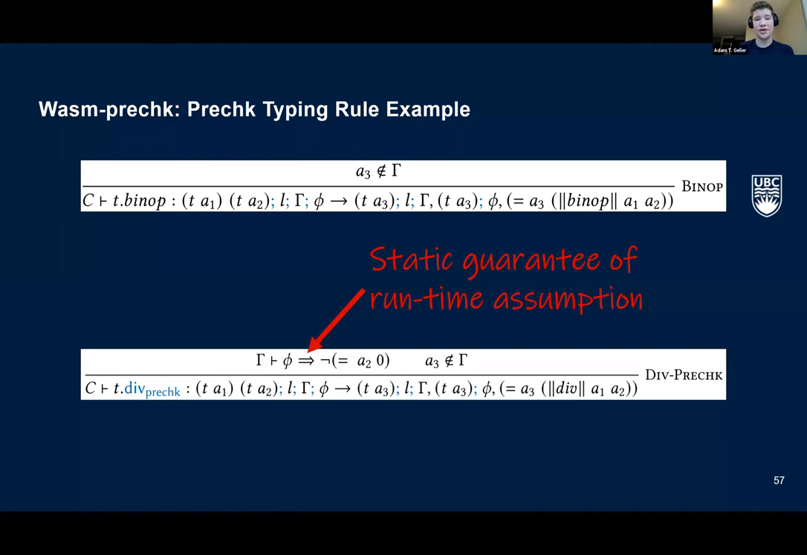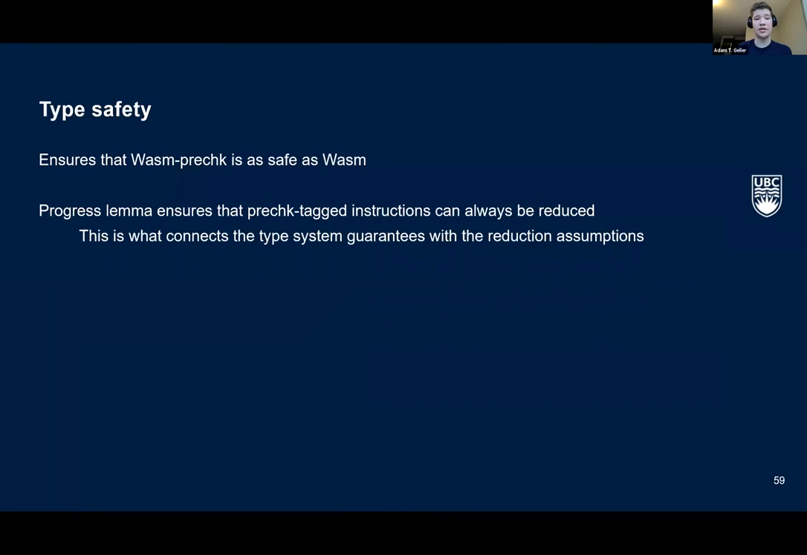Of course, how do we know that this static guarantee actually ensures that at runtime the second value won't be 0? Well, we've proved it in a type safety proof. This type safety proof ensures that Wasm-prechk is as safe as WebAssembly. Specifically, the progress lemma is what connects the static guarantees in the type system with the knowledge we are supposed to have for reducing the pre-checked instructions.